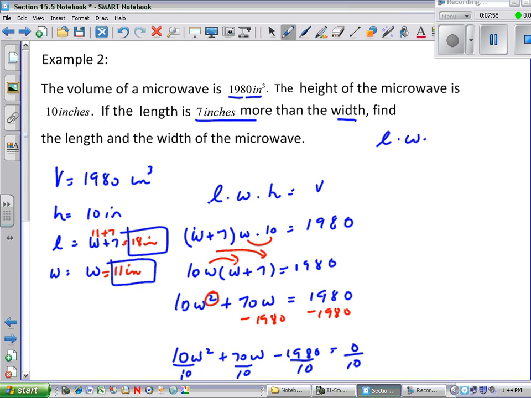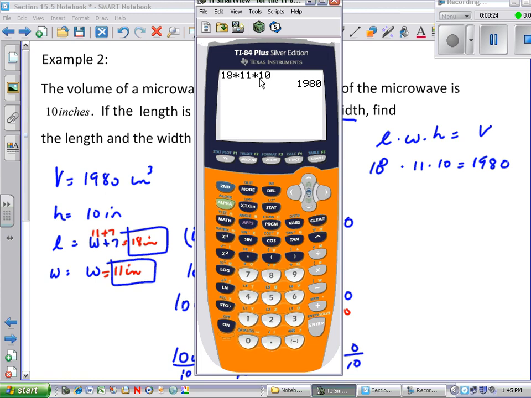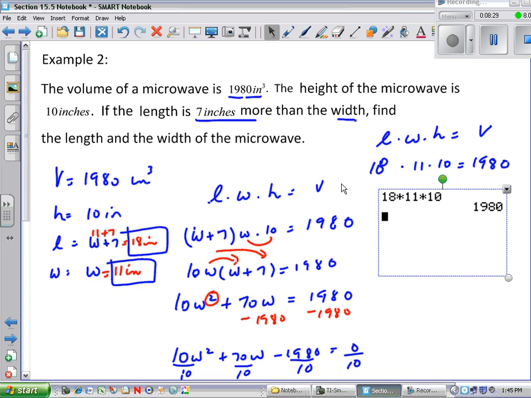Length times width times height is equal to volume, so we know that 18 is the length, times the width, which is 11, times the height, which is 10, is equal to 1980. So let's check and see if that's true. I'm going to grab my calculator, and I'm going to check and see if 18 times 11 times 10 is 1980. And it is. So this will check for you. And so I have my answer there.